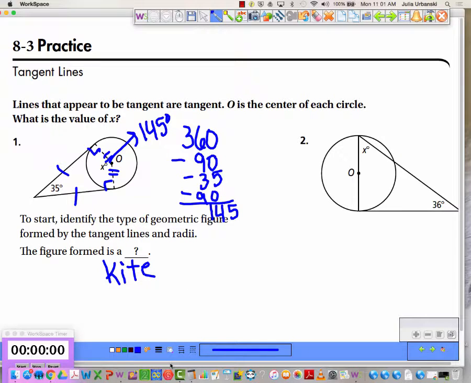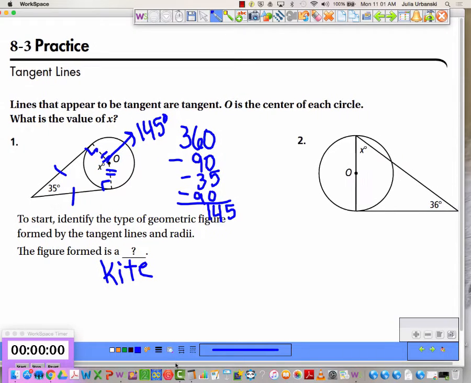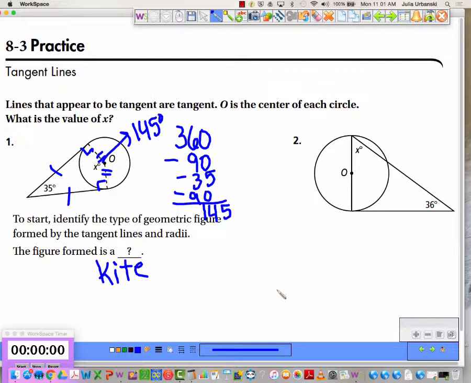Okay, you're going to have lots of practice problems like number 2. And I don't want to just tell you. I want you to tell me, what do you notice? Where? Yes, why? What kind of line is this? Tangent, good.